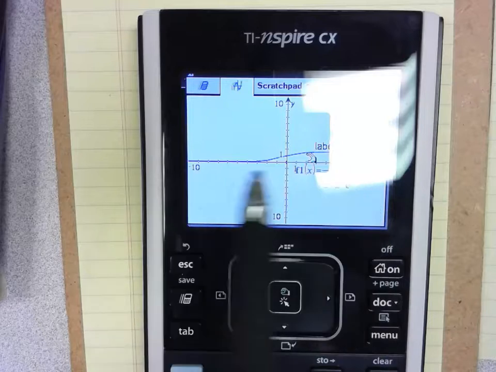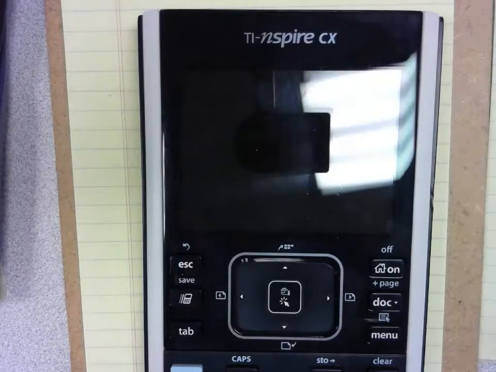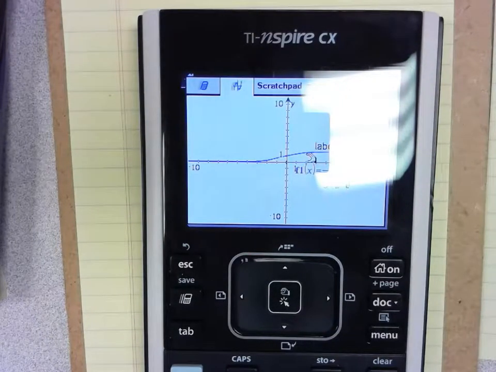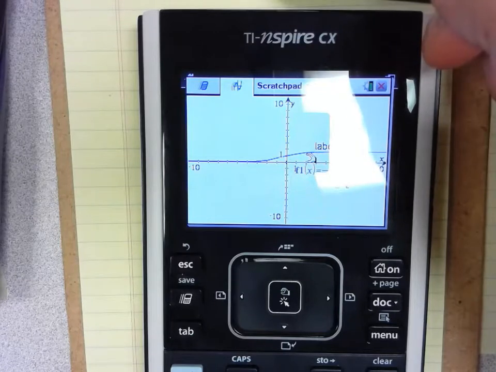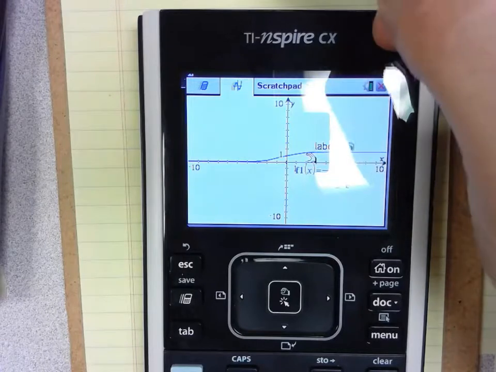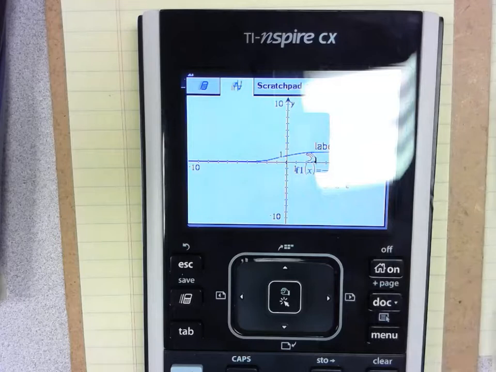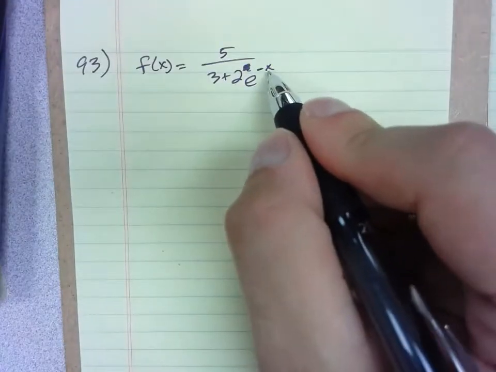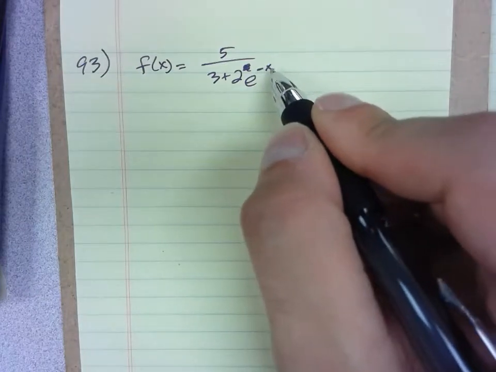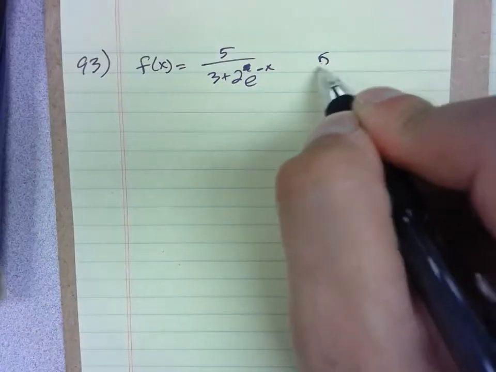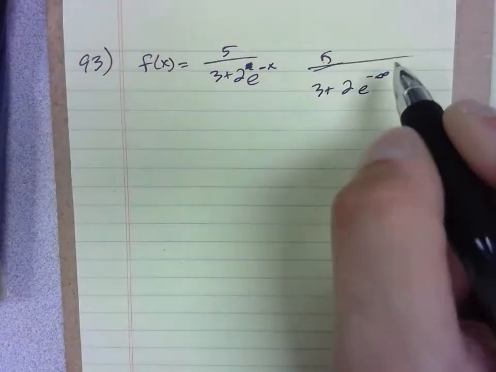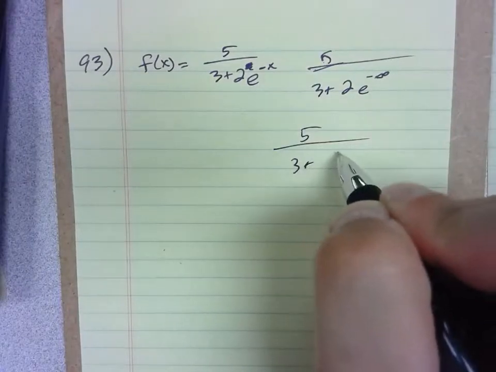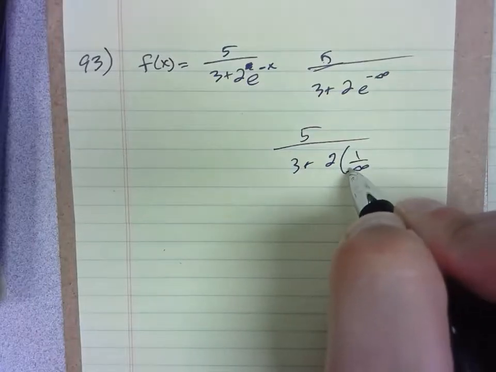So that means one of our horizontal asymptotes is going to be the x-axis. The other one, no matter what the denominator is, is going to be 5 divided by whatever that is. So if x were infinity, it would be 5 over 3 plus 2 times e to the negative infinity power. Well, e to the negative infinity power is 1 over e to the infinity, and e to the infinity is infinity.